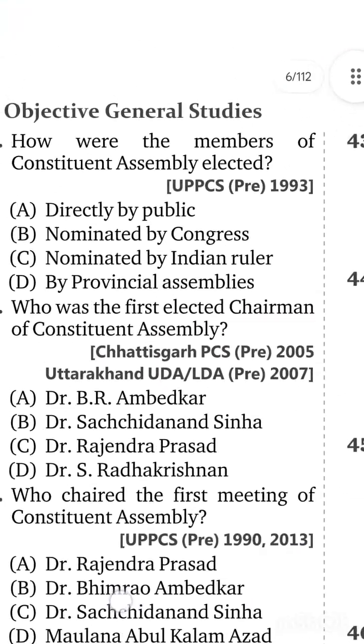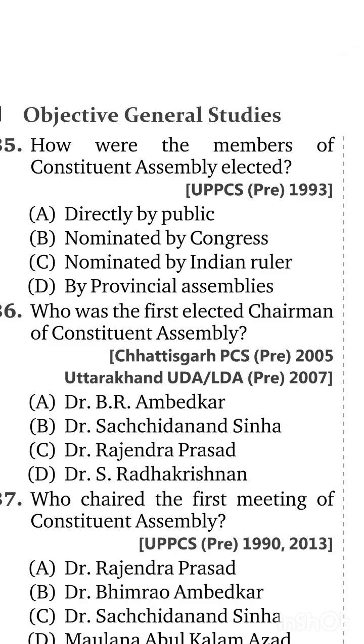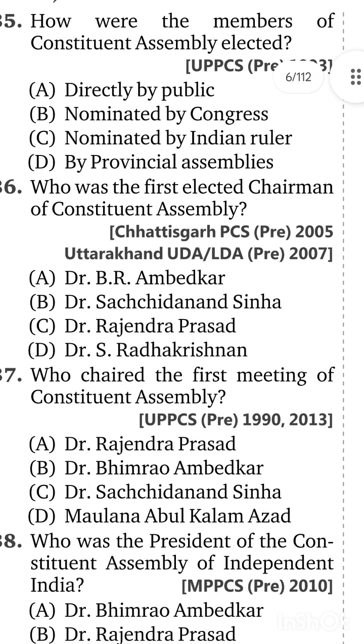Question number 35. How were the members of the Constituent Assembly elected? Option D, by provincial assemblies. 36. Who was the first elected chairman of the Constituent Assembly? Obviously President Dr. Rajendra Prasad.